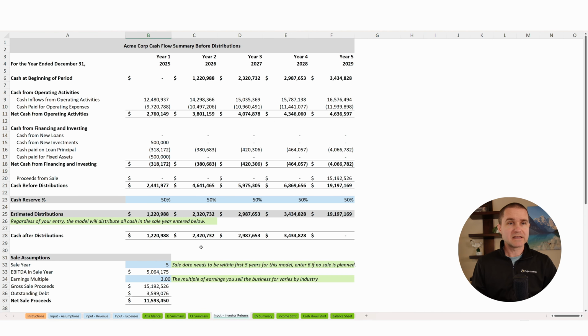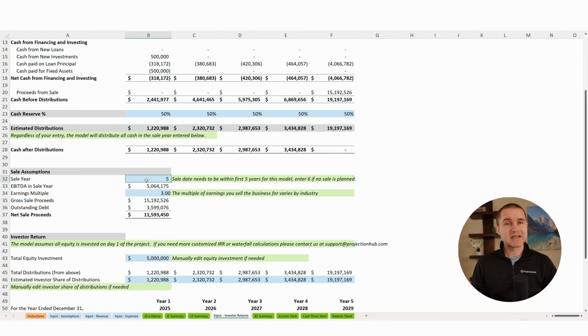Now, you're also going to get this investor return tab. So again, this is going to be kind of at the end of the process. Once you've created your projections, you'll see the cash flow before distributions for the 5 years. You can set a percentage here: what percentage do you want the business to hold in cash reserves versus what is eligible for distributions to yourself and your investors? Then you'll be able to set some sale assumptions.